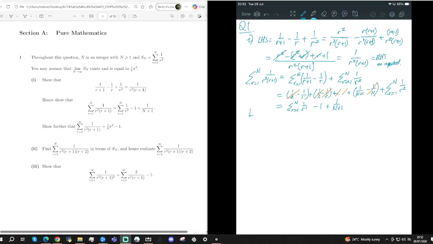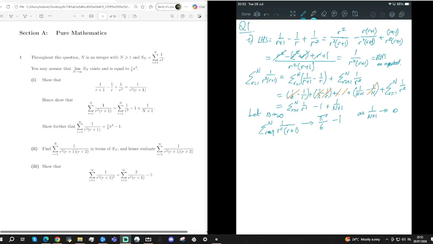Now let n go to infinity. So now this sum is going to tend towards, well, the first part by the statement given to us, the sum of 1 over r squared becomes pi squared on 6 minus 1, and then that final term, 1 over n plus 1, tends to 0. We're letting n become huge, so the denominator is becoming huge. 1 over a huge number gets closer and closer to 0.